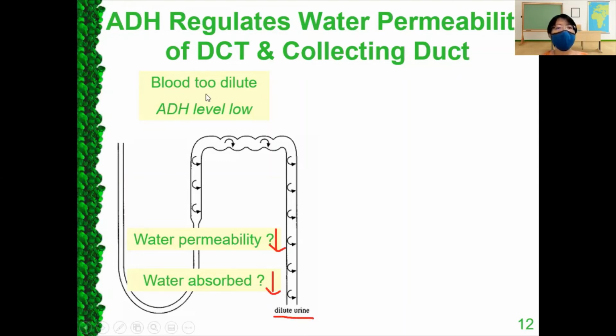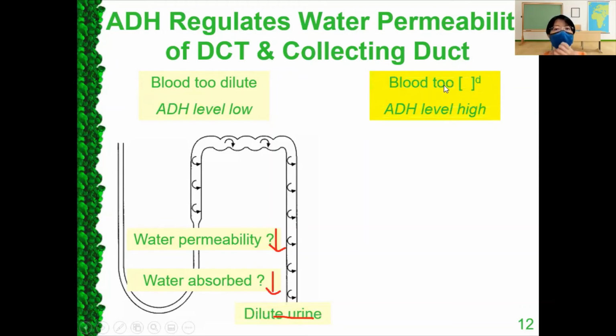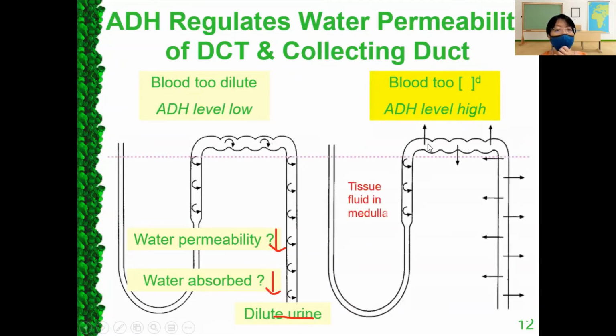Okay, so this is when you drink a lot of water. But when you don't drink water, your blood will be too concentrated. Let's say the whole day you didn't drink water, or you exercise a lot, you sweat a lot, and you didn't drink water. So ADH will be secreted, and the level will be very high in our body. So now you can see in the diagram, both the DCT and collecting duct become highly permeable to water.